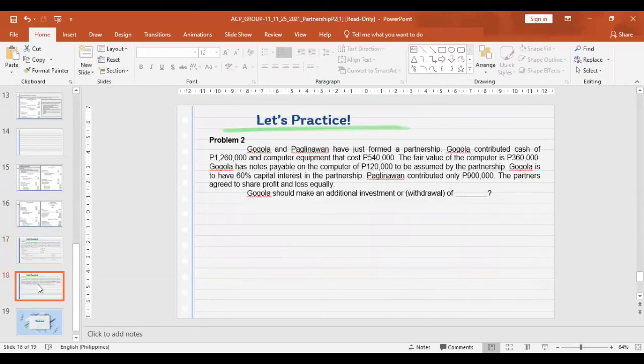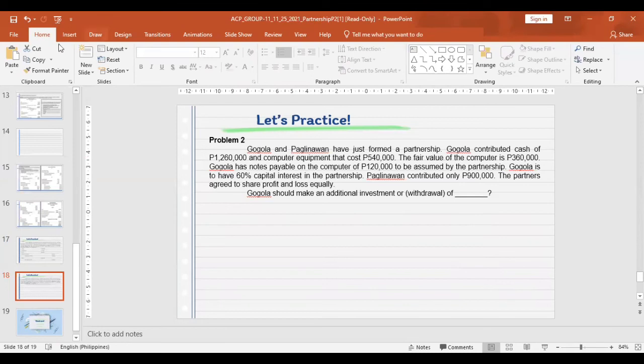Gugula and Paglinawan have just formed a partnership. Gugula contributed cash of 1,260,000 and a computer equipment that cost 540,000. The fair value of the computer is 360. Gugula has notes payable on the computer of 120 to be assumed by the partnership. Gugula is to have a 60% capital interest in the partnership. Paglinawan contributed only 900,000. The partners agreed to share the profit and loss equally. So, Gugula should make an additional investment or withdrawal of?